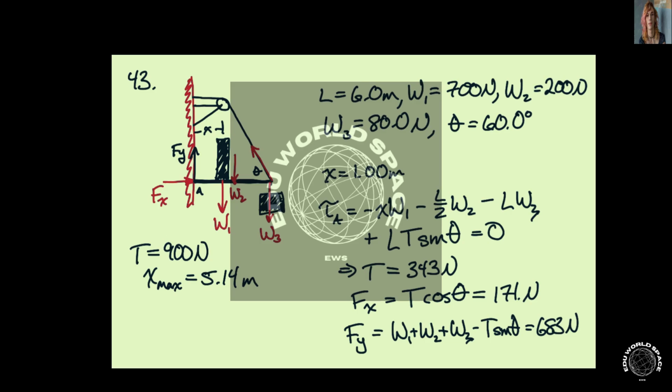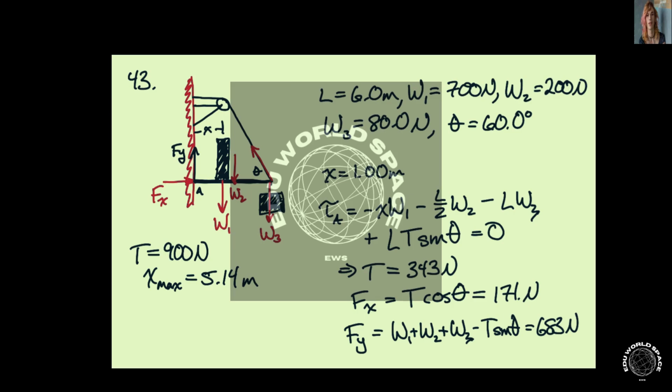So we're told that the length of this platform is 6 meters, that the bear weighs 700 newtons, and the basket of goodies weighs 80 newtons, and then the platform itself weighs 200 newtons. And this angle between the platform and the cable is 60 degrees. And so we're asked initially, if the bear is 1 meter from the pivot point, what is the tension in the cable and the forces at the support?